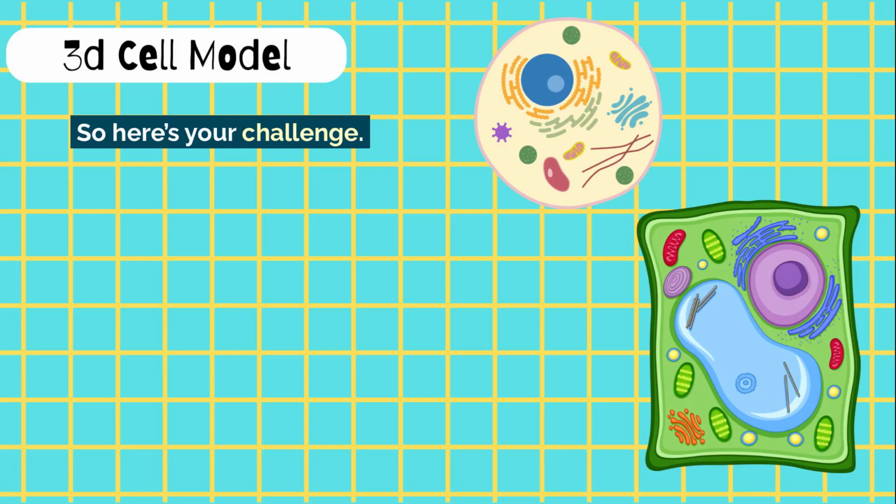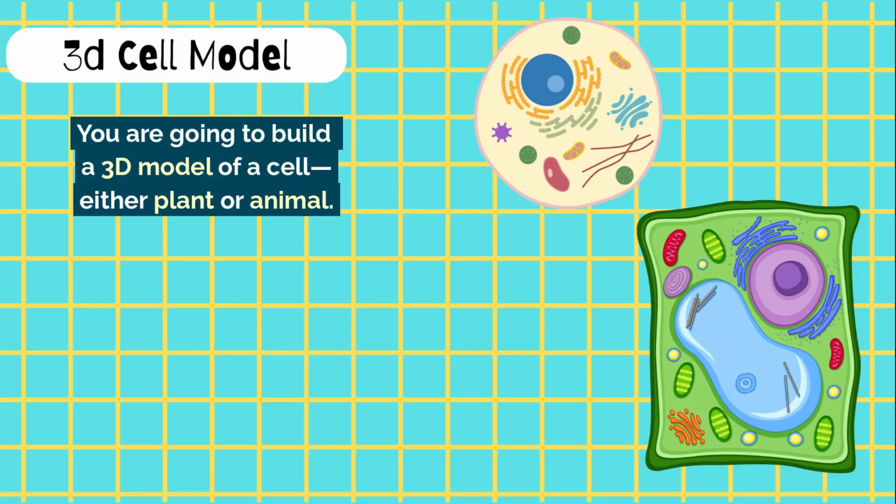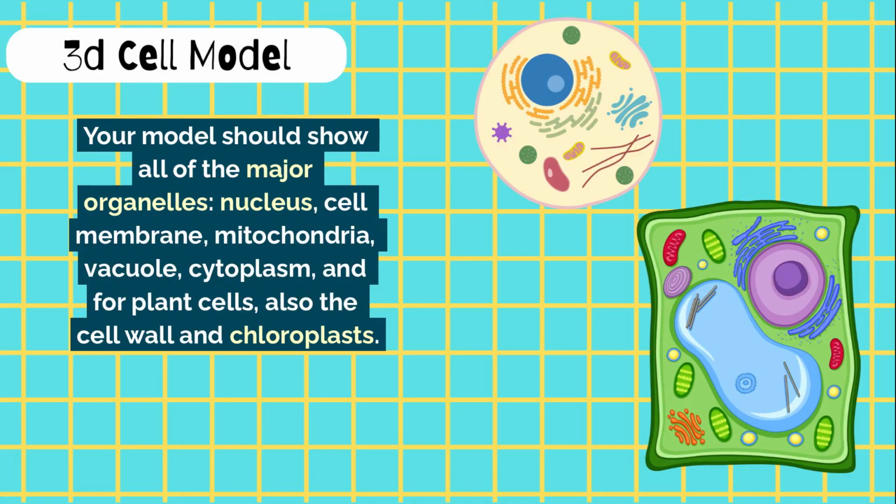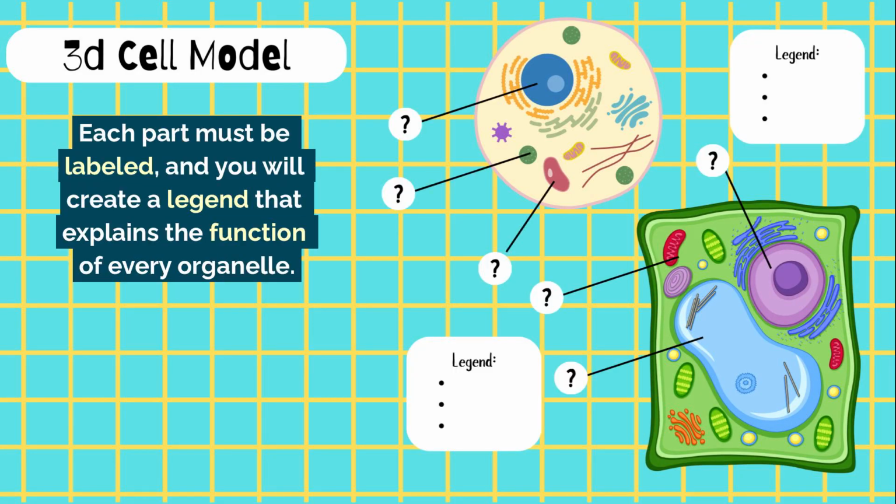So here's your challenge. You're going to build a 3D model of a cell, either plant or animal. Your model should show all of the major organelles: nucleus, cell membrane, mitochondria, vacuole, cytoplasm, and for plant cells, also the cell wall and chloroplasts. Each part must be labeled, and you'll create a legend that explains the function of every organelle.